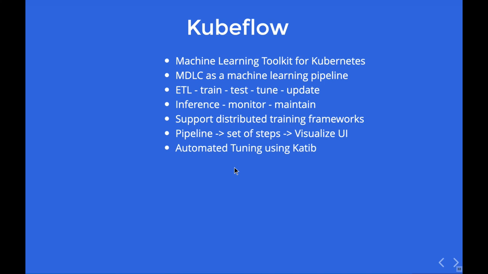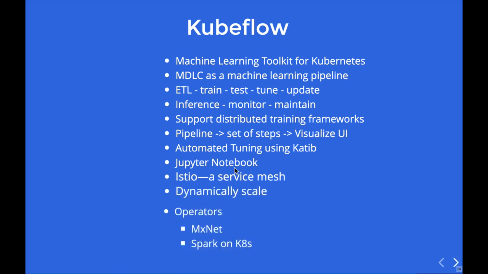So we can do hyperparameter tuning using Kubernetes. That means if we do it manually, we have to run it again and again to understand the good parameter values for it. It also provides various data scientist tools like Jupyter Notebook, and can scale dynamically as per the demand.